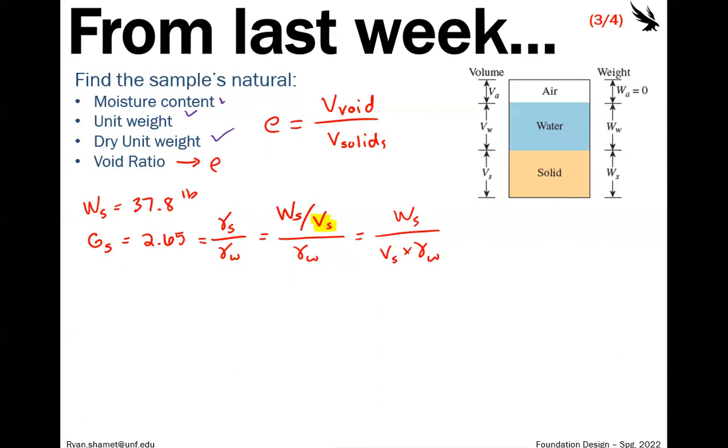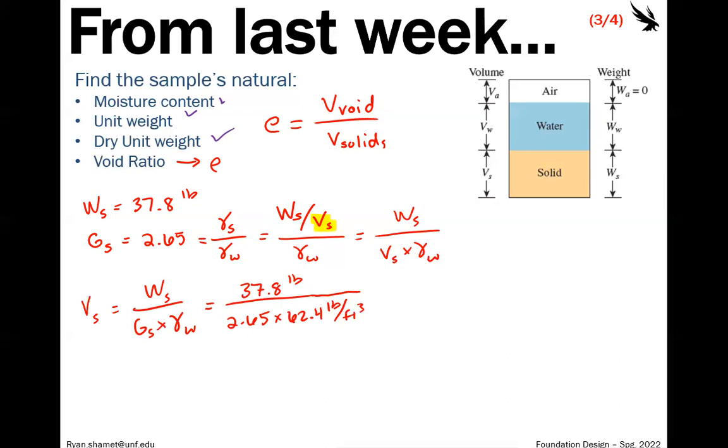So what this equation can be simplified to is something like this. Luckily we know the specific gravity, Gs, 2.65. We found the weight of solid, and we know the density of water. So now we can rearrange this equation to calculate the volume of solids, which we need for our void ratio. After we rearrange it, the volume of solids equals something like this, and we know all of these: 37.8 pounds divided by 2.65 times 62.4 pounds per cubic foot.